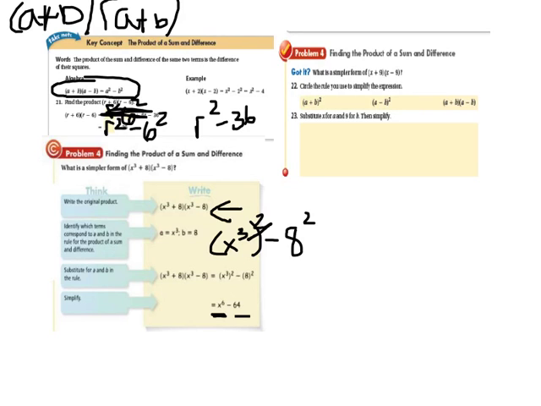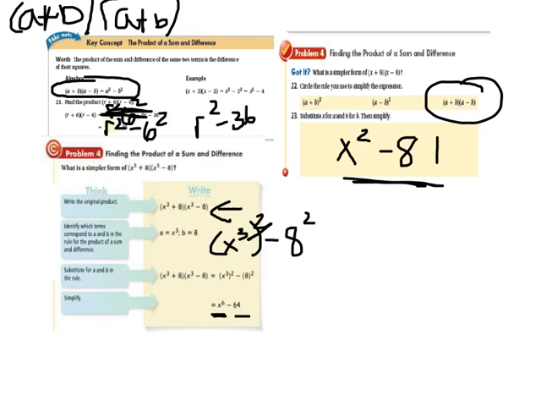Go ahead and pause the video and try the got it. Alright, you should have chosen the last formula, and we just take the first term, square it, the last term, square it, and put a subtraction sign in between them. It will always be a subtraction sign, because when we multiply the last term on each, we have one positive and one negative, and when you multiply a positive by a negative, you have a negative. So we'll always have a subtraction sign there if we're multiplying conjugates like this.